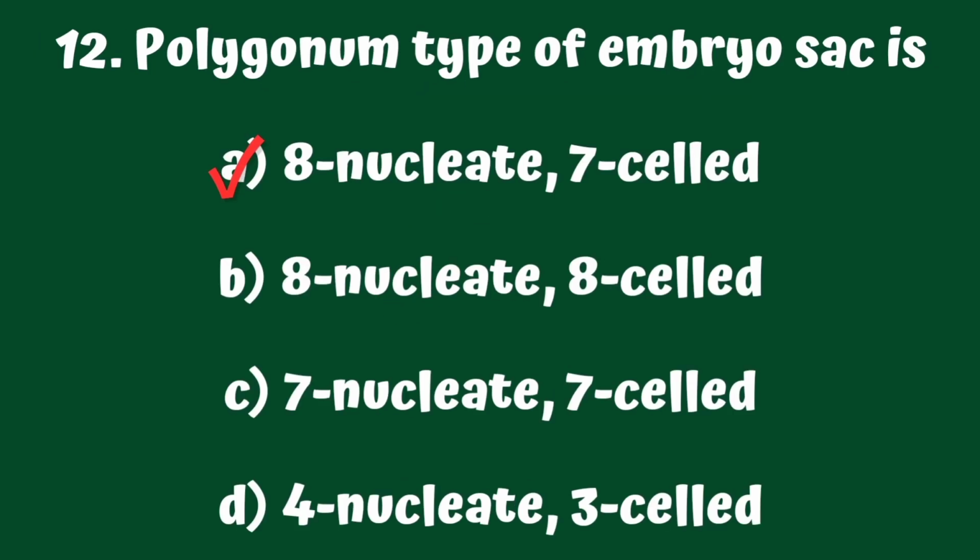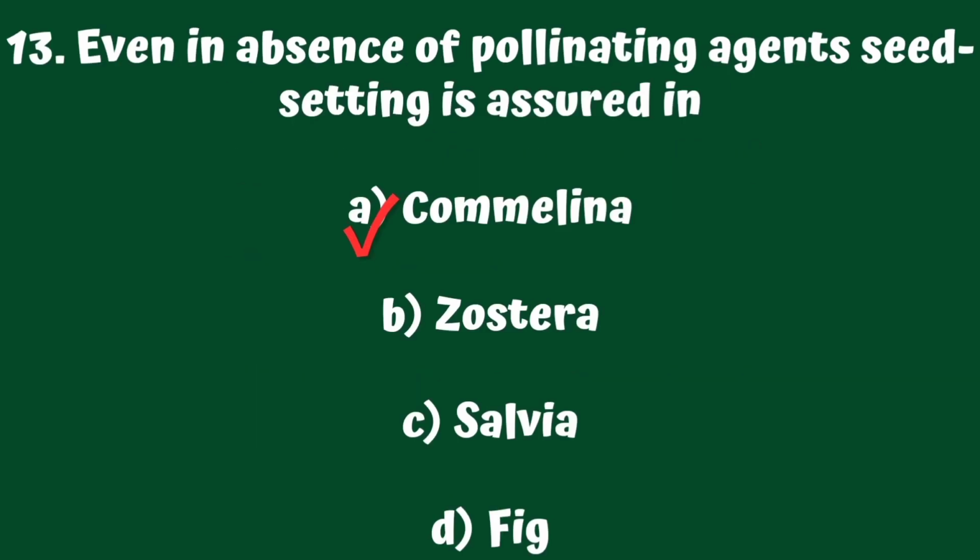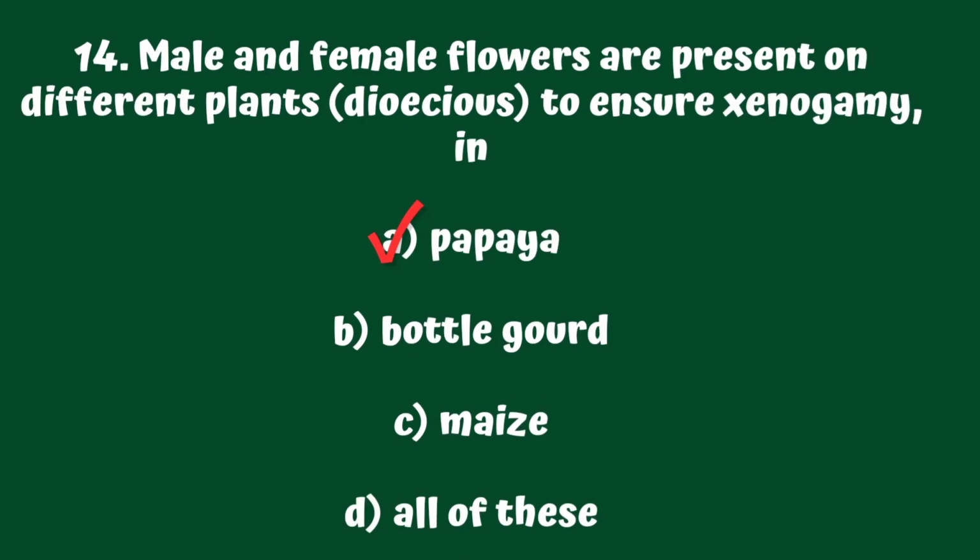Polygonum type of embryo sac is A. 8-nucleate 7-celled, B. 8-nucleate 8-celled, C. 7-nucleate 7-celled, D. 4-nucleate 3-celled. Even in absence of pollinating agents, seed setting is assured in A. Commelina, B. Zostera, C. Salvia, D. fig. Male and female flowers are present on different plants, dioecious, to ensure xenogamy in A. papaya, B. bottle gourd, C. maize, D. all of these.